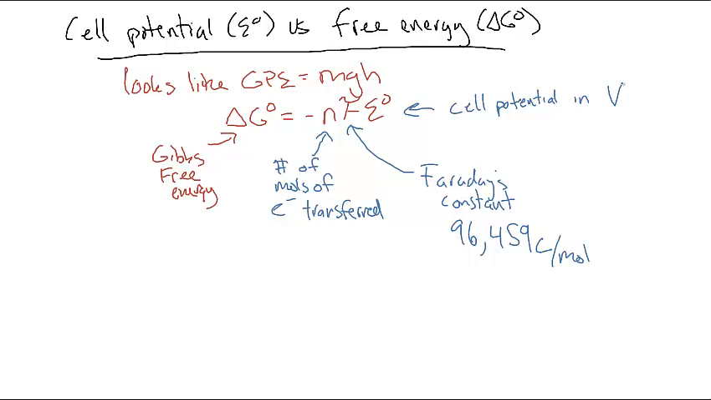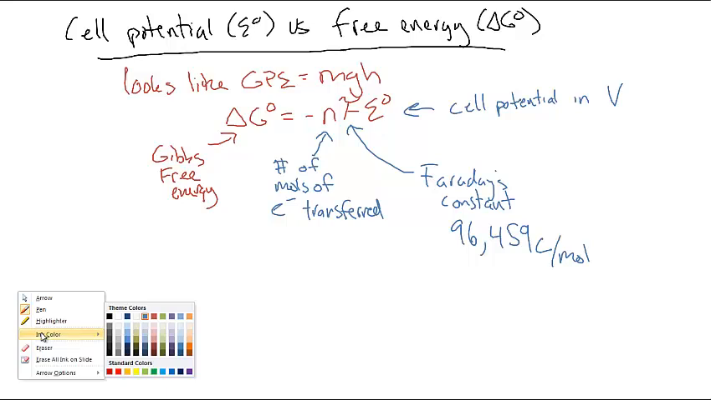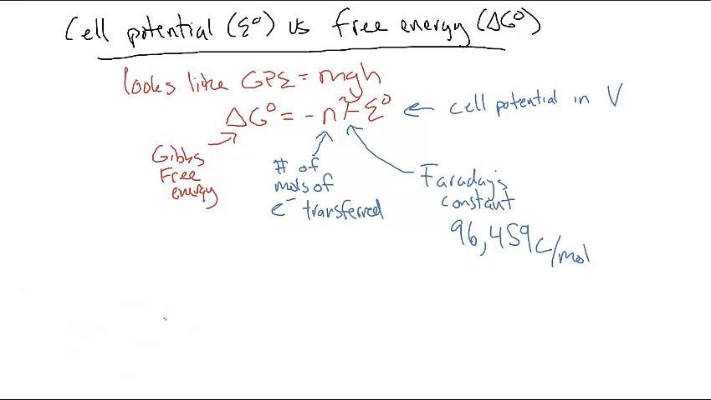Now, we're not going to go into this much. What do we care about? We care about picking a color. Green. So, if E naught is greater than 0, what does that mean delta G has to be? Delta G is less than 0, so it's thermodynamically favorable.